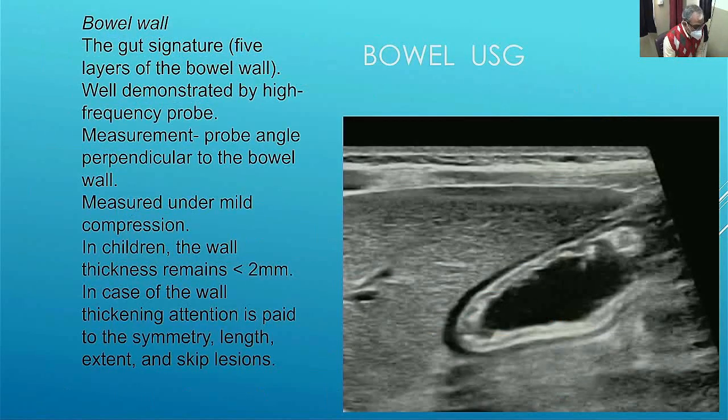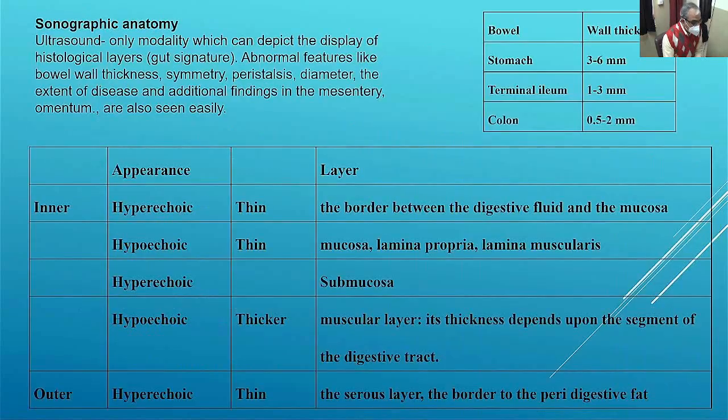So these are the 5 layers. You can see 1, 2, 3 echogenic layers, and in between there are 2 hypoechoic areas. This is the thicker hypoechoic layer, that is the muscularis layer. This is again lamina propria or muscularis mucosa, and that is the serosa, and that is the internal layer. Whenever filled with fluid, you can see it better, and nowadays with good probes you can see almost major part of the bowel.